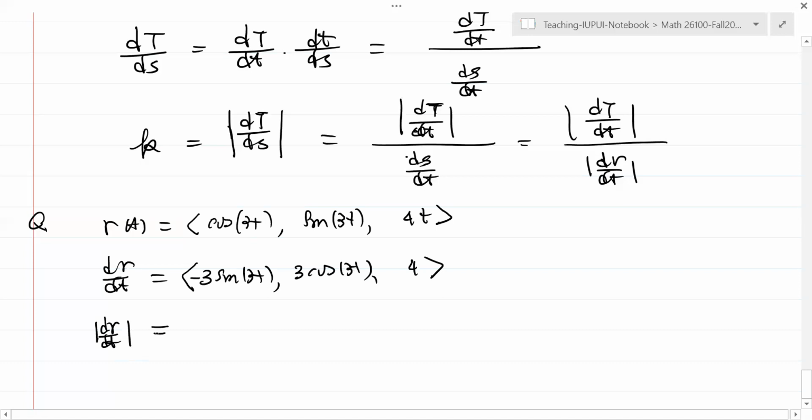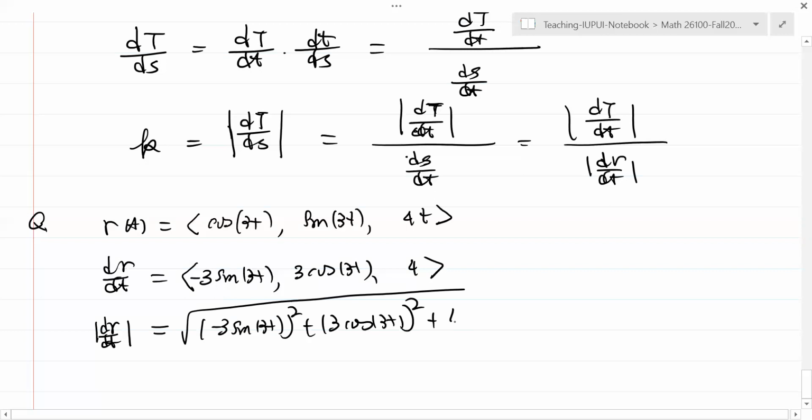So we already did this: to find the length, it's going to be the square root of the sum of the squares of each component. I skipped some steps here. We already did the computation.